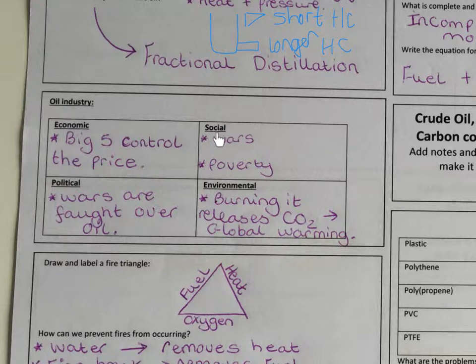Social problems that come with oil. Wars have been fought over oil. It can lead to poverty, not being able to pay your gas and electrical bills. Political wars, again, countries that have a large source of oil often are invaded or use that as their political bargaining tool. And then the largest one that comes with the oil industry is burning it. It releases CO2, which contributes to global warming.